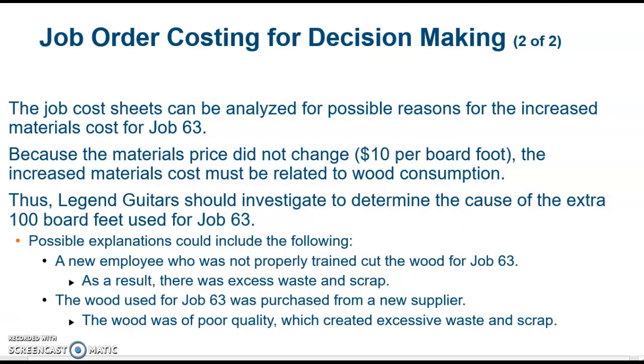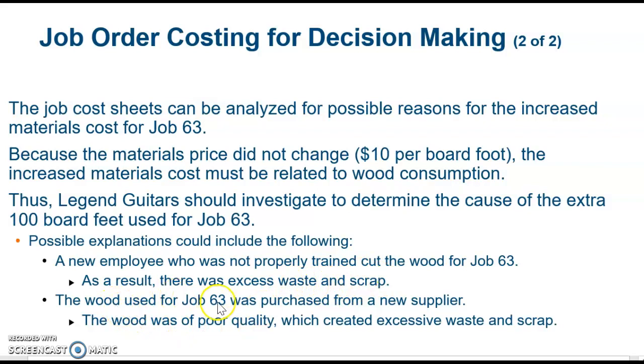So the job cost sheets, we can look at these and analyze these for the increased materials cost. Because the materials price didn't change, the increased materials cost must be related to wood consumption. So we would need to investigate to determine why we're using an extra 100 board feet for job 63. Some possible explanations could be a new employee who hasn't been trained enough to properly cut the wood yet, so we had extra waste.